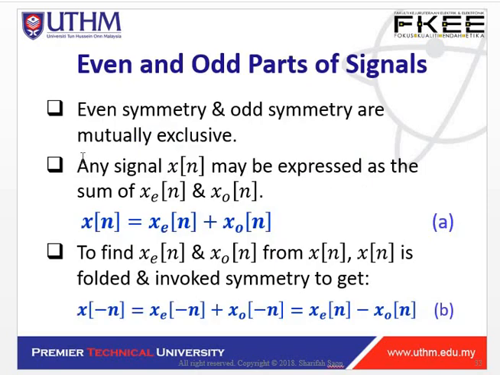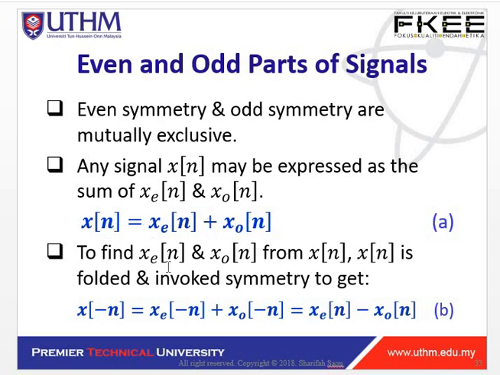Even and odd parts of the signals: even symmetric and odd symmetric are mutually exclusive. This means that they cannot occur at the same time. Any signal x[n] may be expressed as the sum of x even and x odd. So this signal x[n] is a summation of x even and x odd. This is the formula that you need to remember: x[n] equals x even plus x odd.